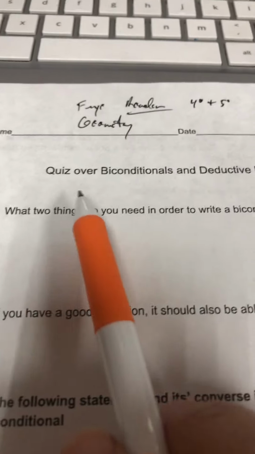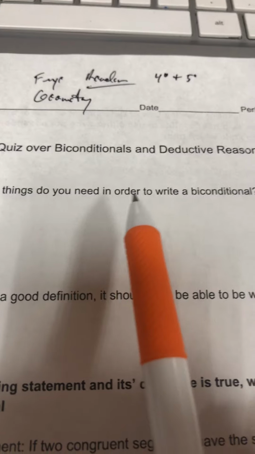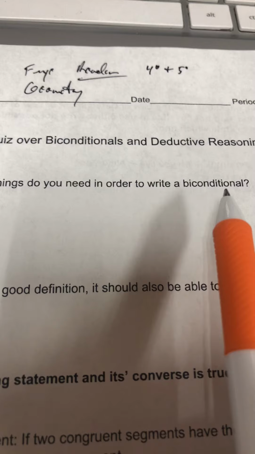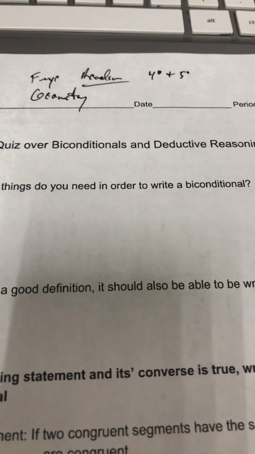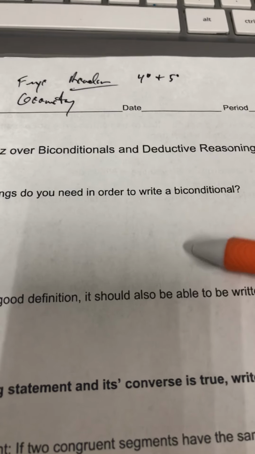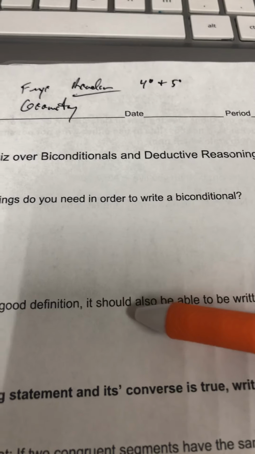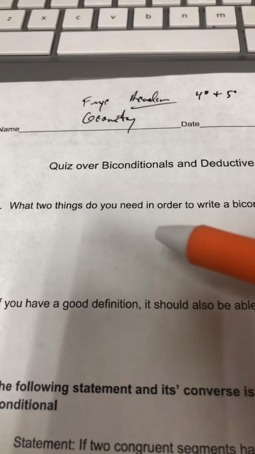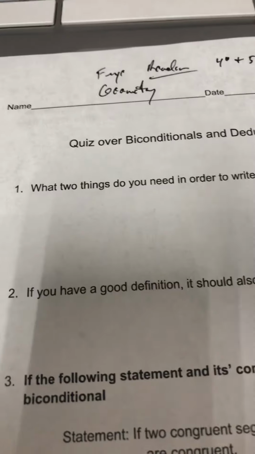Here we go. The quiz over biconditionals and deductive reasoning. Number one, what two things do you need in order to write a biconditional? So a couple of the things that you need to write a biconditional: you need to have some sort of statement, and then you need to have the opposite of that statement, or not the opposite, but kind of in reverse. Okay, so there's a couple ideas for your number one.